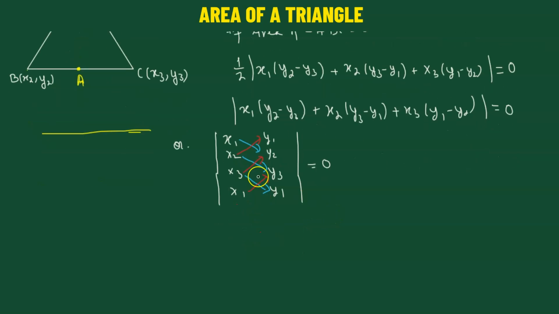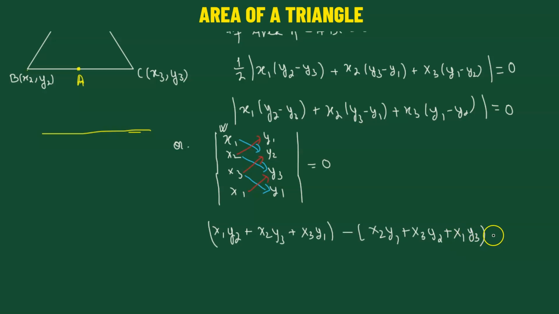Fine. So how do we find out this value? So we'll start with this particular position. So we have x1 times y2 added to x2 times y3 plus x3 times y1. And from here, we're going to subtract x2 y1 plus x3 y2 plus x1 y3, and this will be equal to 0, and we'll take the absolute value here. So this is the condition for collinearity of 3 points.